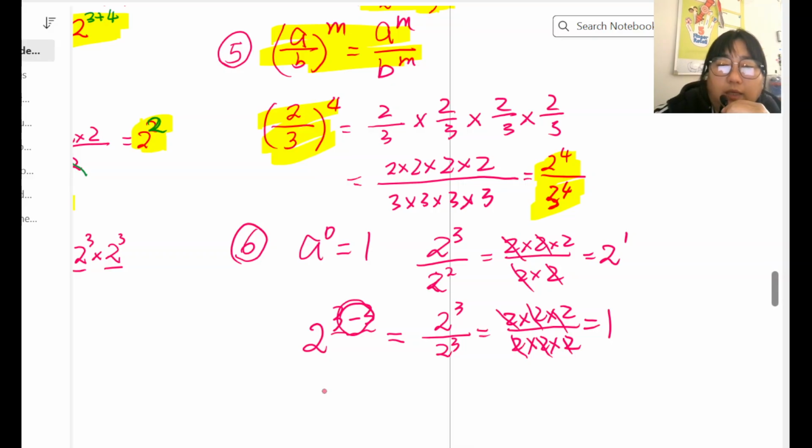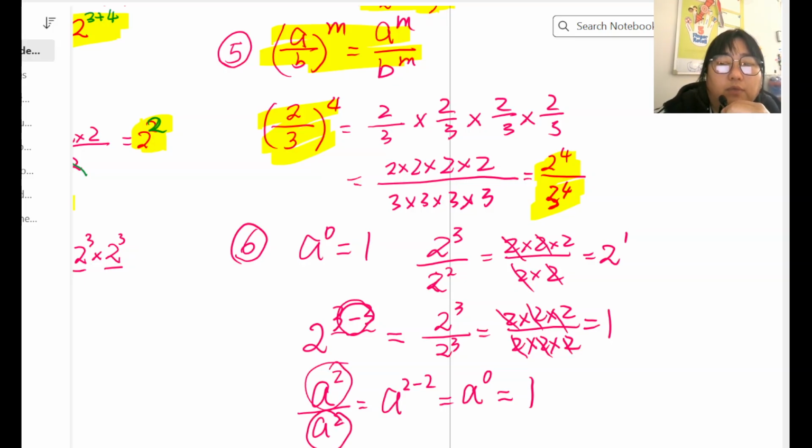And in the same way, we can do a to the power of 2 over a to the power of 2. So it's a to the power of 2 take 2. So a to the power of 0 is equal to 1, because a squared divided by itself, a squared, will be equal to 1. So now we have this proof: a to the power of 0 equals 1.